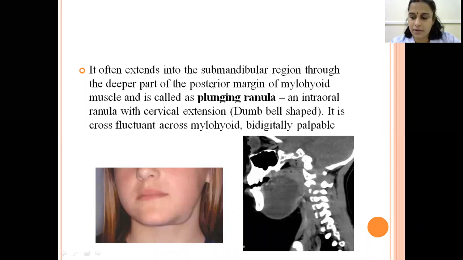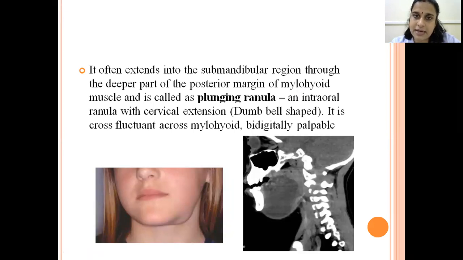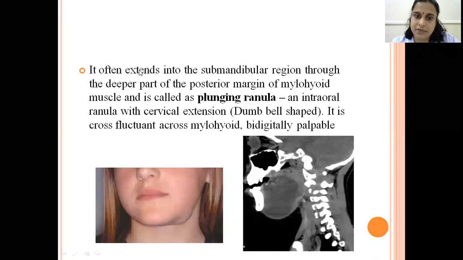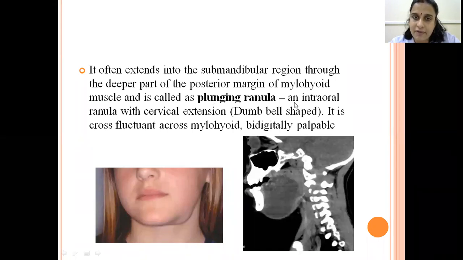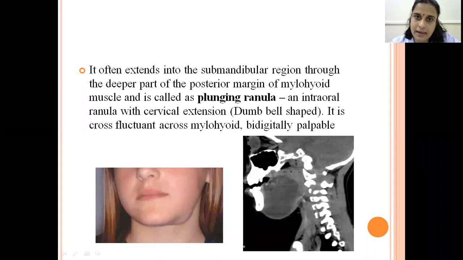Okay, so I was talking to you about ranula. Now this ranula may not be confined just to the floor of the mouth, but it may extend into the neck. How? It extends into the submandibular region of the neck through the deeper part of the posterior margin of mylohyoid muscle. Across the mylohyoid muscle, this cystic swelling may extend into the submandibular region. It is then called a plunging ranula. It has both an intraoral part and a cervical extension. So it is dumbbell shaped.